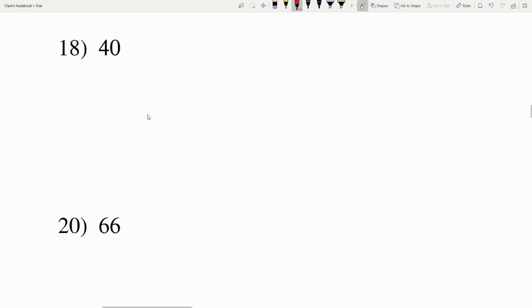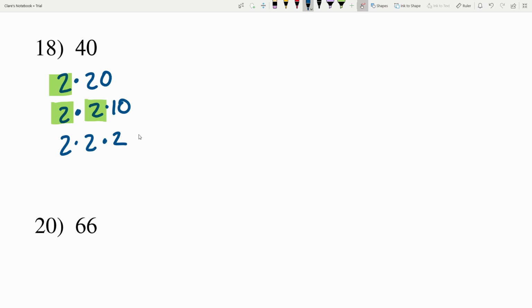Moving on to number 18, we know that 40 itself is not prime because it's divisible by 2. 2 times 20 gives us 40. 2 is a prime factor, but 20 is not, so we're going to have to break it up even further. 2 times, what can we write 20 as? 20 is 2 times 10. So we have prime factor of 2, prime factor of 2. What other prime number goes into 10? Well, 10's even, so 2 goes into 10 as well. And that'll be 2 times 5.